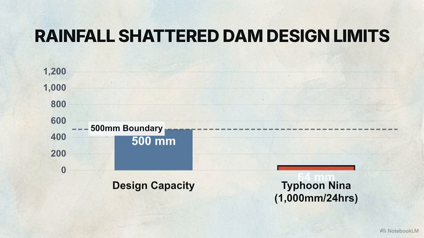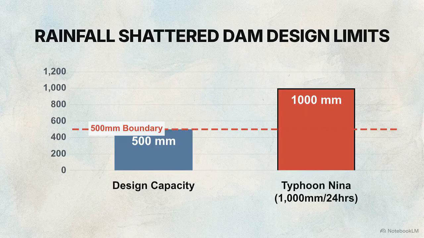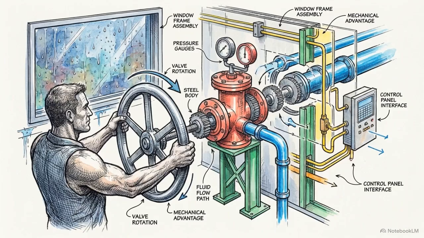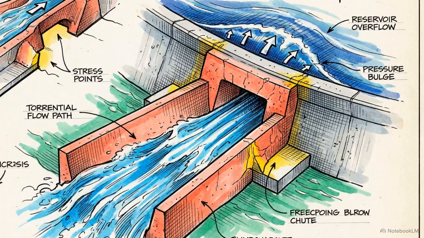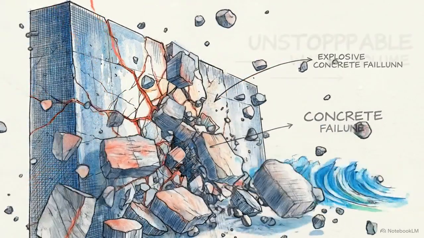Typhoon Nina stalled over the watershed, dumping over 1,000 millimeters of rain in just 24 hours, shattering the 500-millimeter boundary. Operators desperately needed to open the floodgates wider, but the storm had knocked out communication lines, isolating the dam from higher authorities. Without manual intervention, the spillways could not discharge water fast enough. The excess water volume crested the structure, resulting in a catastrophic collapse.